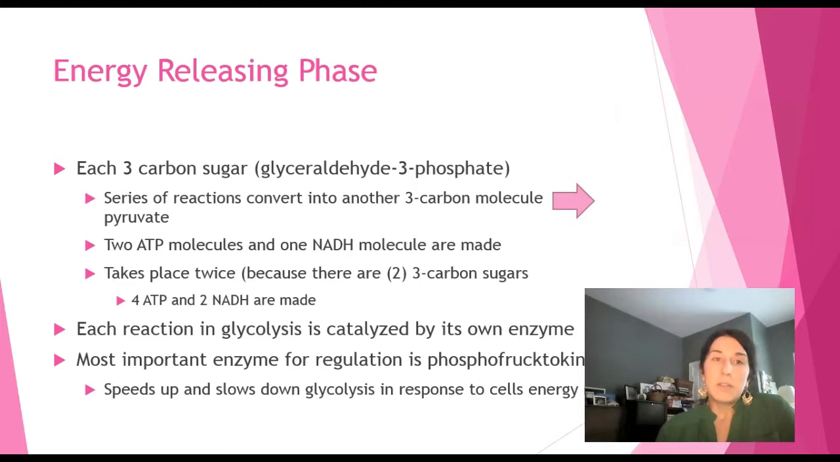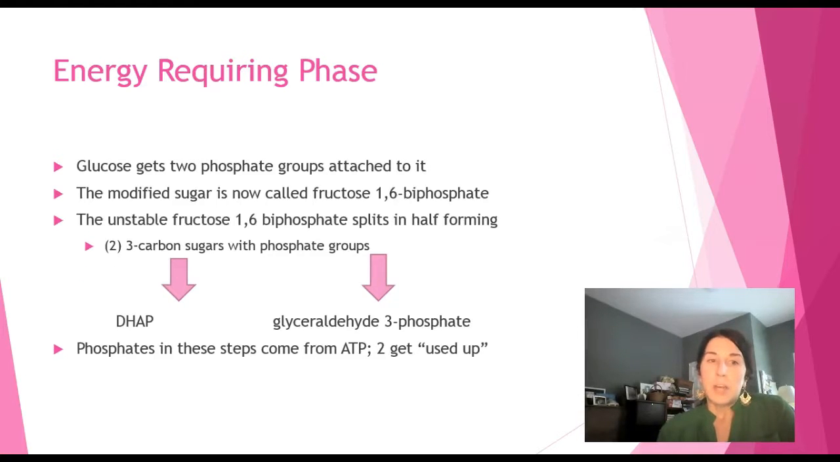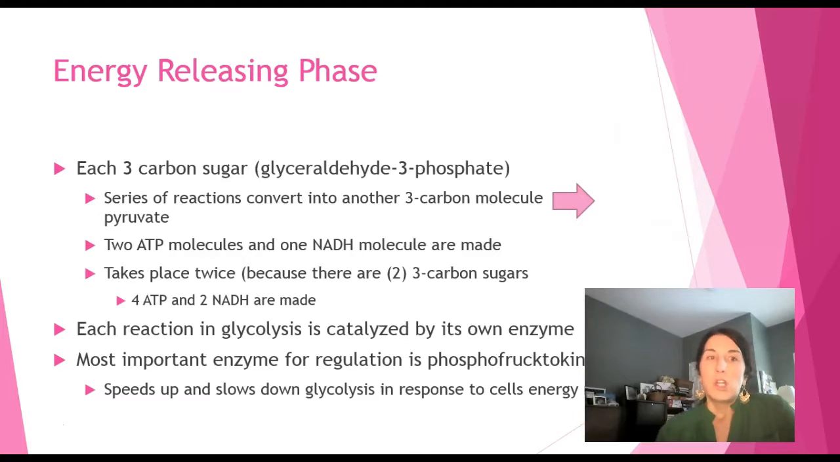For the energy releasing phase, each of those 3-carbon sugars that were made, the glyceraldehyde 3-phosphate, are converted. And I should mention, let me go back one slide, this DHAP actually undergoes another reaction and does get converted into glyceraldehyde 3-phosphate. Say that fast 3 times. So now that we have the glyceraldehyde 3-phosphate molecules, the 3-carbon sugars, there's a series of reactions that are going to occur, and the pyruvate is going to be made.